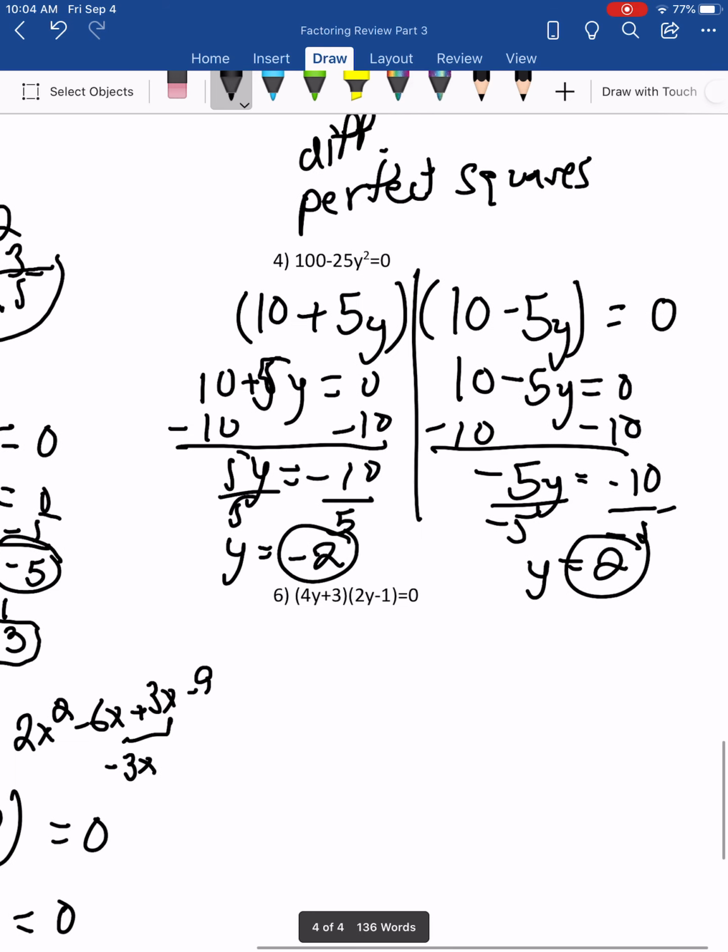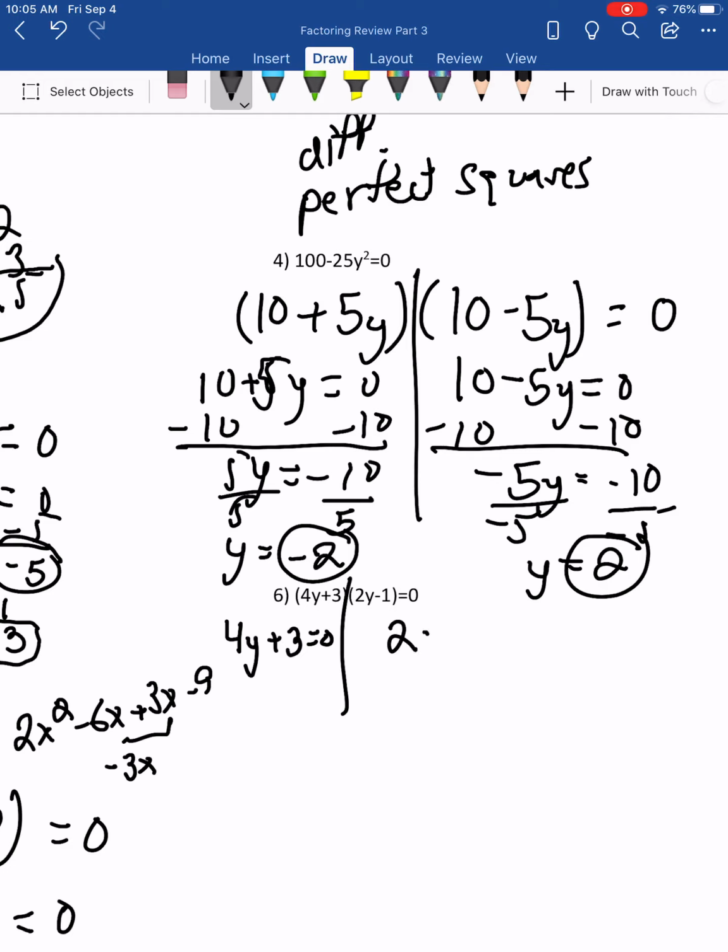Last question. All right, well, this is going to be our easiest one because it's already set equal to 0. It's already factored. The longer parts of this are already done for us. So all that's left to do, take your zero product property. 4y plus 3 equals 0. 2y minus 1 equals 0.